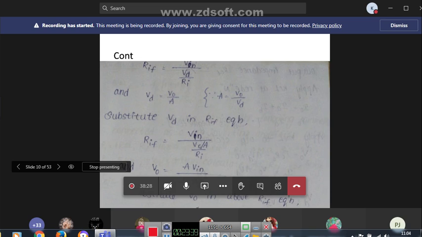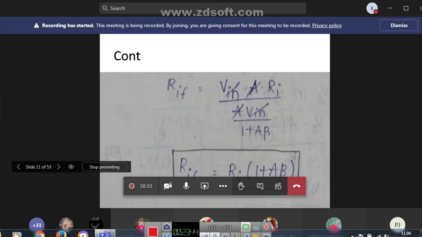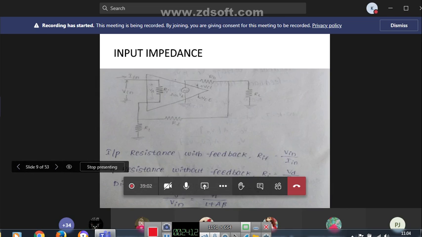So substitute V0 in the RIF equation, then you will get RIF equal to RI into 1 plus A beta. That means the input resistance with feedback increases by 1 plus A beta times. So that is the input resistance with feedback. See here.